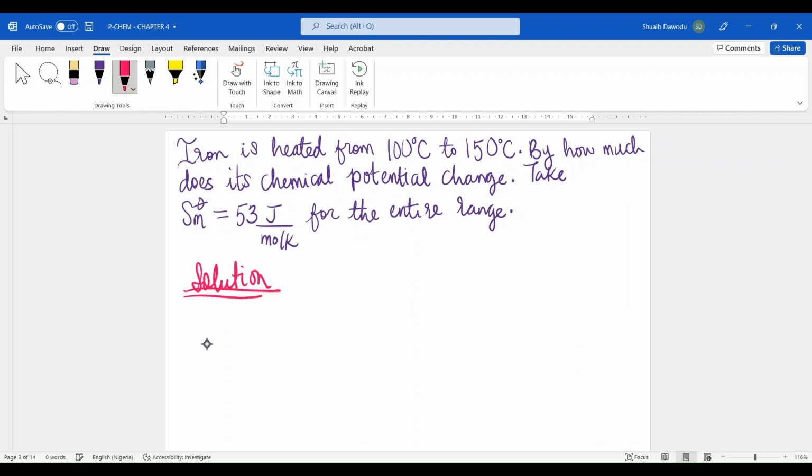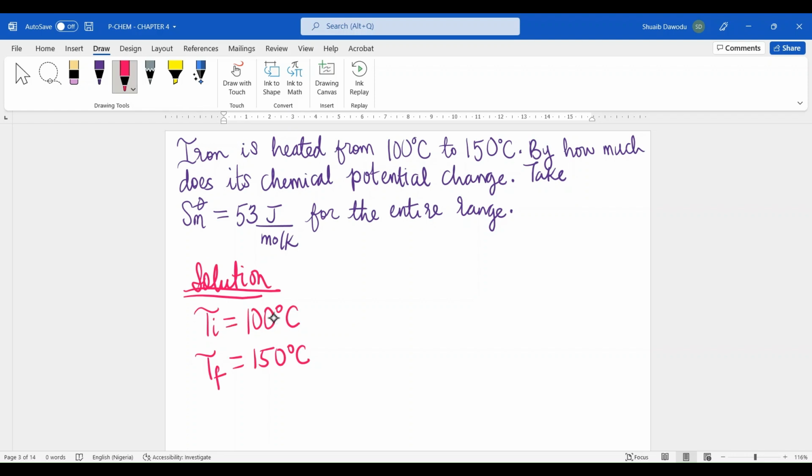We have to write out the parameters because we are chemists. So we have the initial temperature, which we're given to be 100 degrees Celsius. We know our final temperature to be 150 degrees Celsius. We also know in chemistry that we don't just leave our work in degrees Celsius. We always change our temperature to Kelvin.